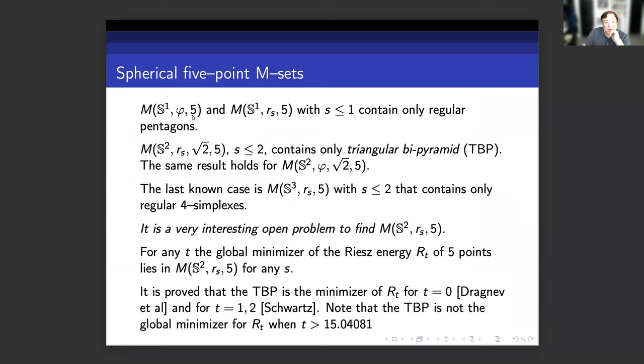For a circle with phi and s less than or equal to 1, we know that it is a regular pentagon. For a sphere and s less than or equal to 2, with the distance between points at least square root of 2, I mean Euclidean distance, or 90 degrees in angular distance, we also know that it will be a triangular bipyramid. The last case that we know is in dimension four, where it will be a regular simplex.